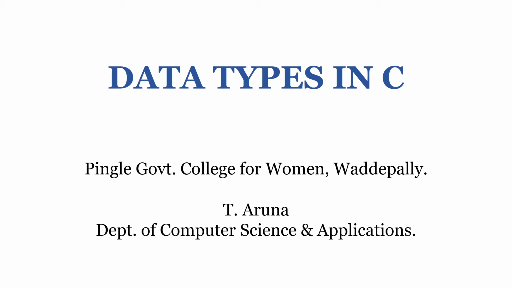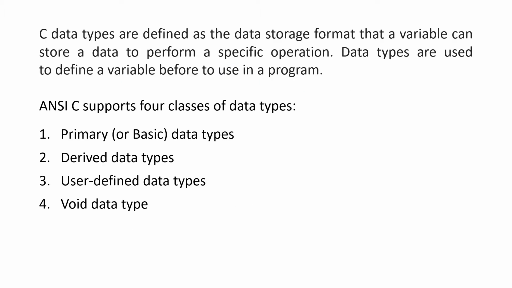Today we are discussing data types in C language. What is a data type? C data types are defined as the data storage format that a variable can store to perform a specific operation. Data types are used to define a variable before using it in a program.